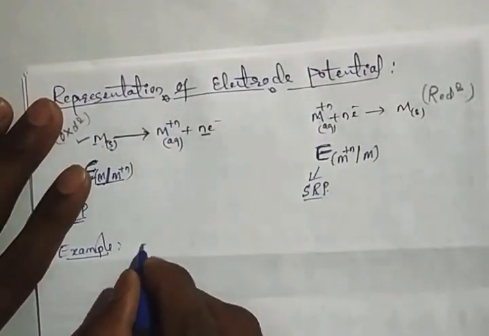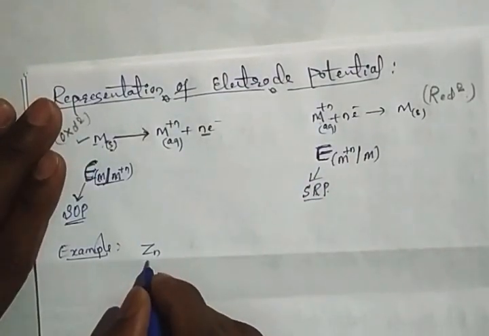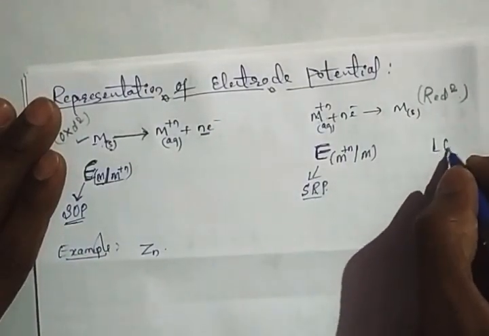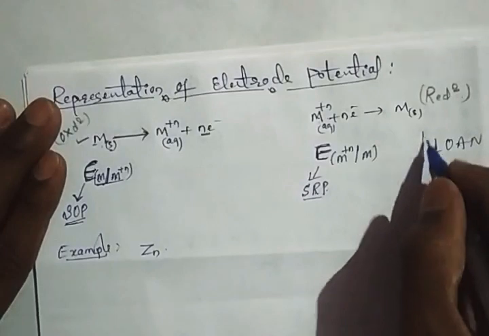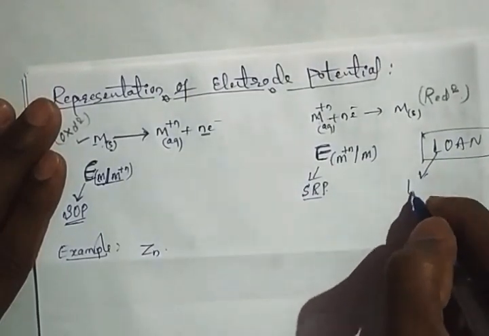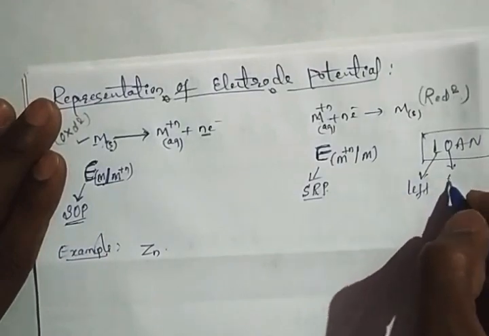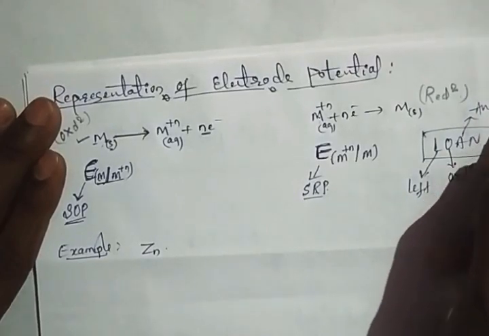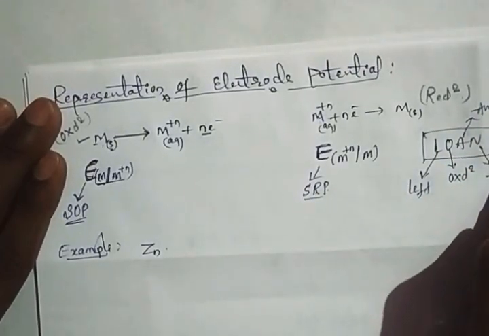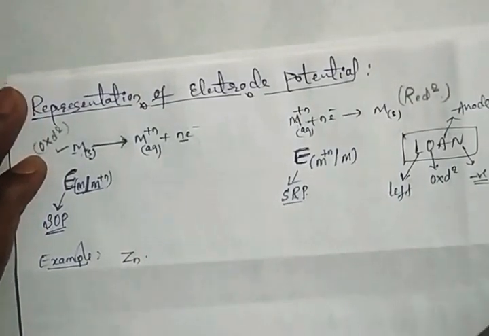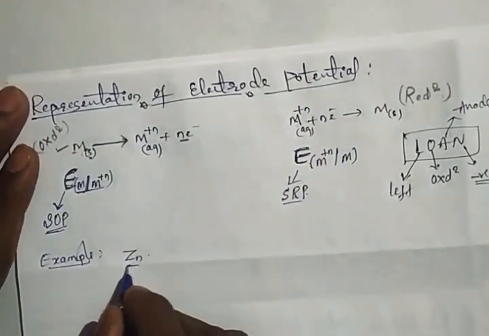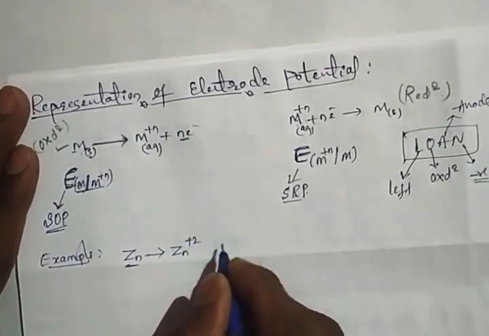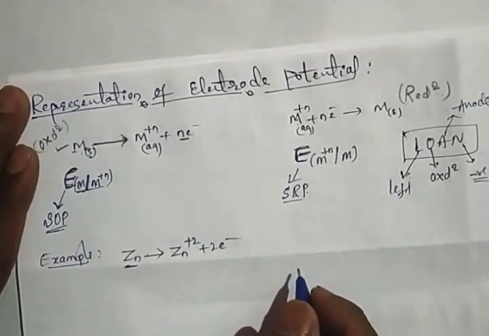In the Daniell cell, the metal zinc is placed at the left hand side. Remember the concept LOAN: left side, oxidation, anode, which is the negatively charged terminal. Now zinc is placed at the left hand side. This undergoes oxidation to give Zn2+ ion plus loss of 2 electrons.